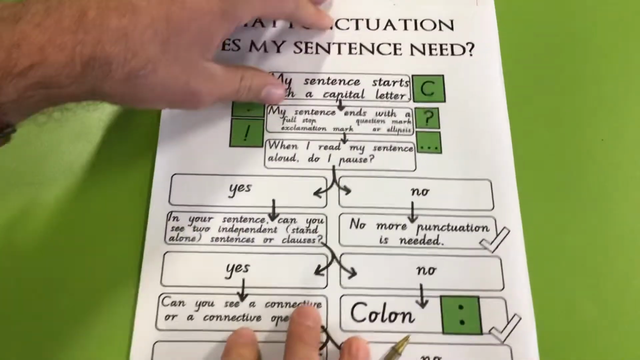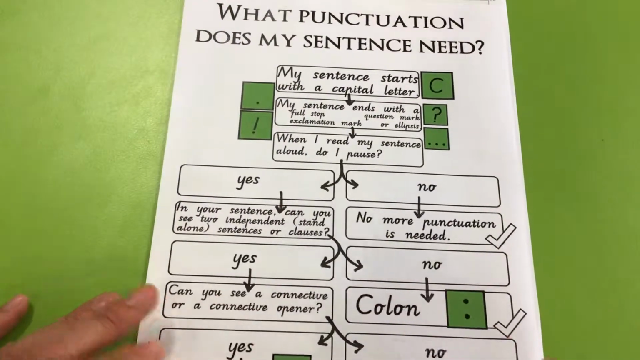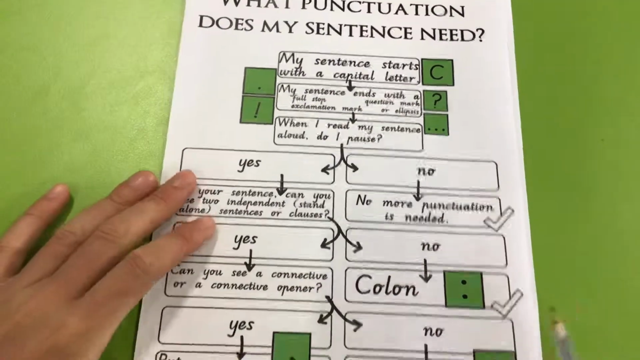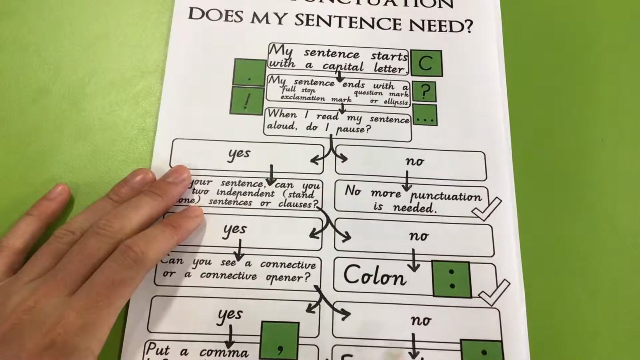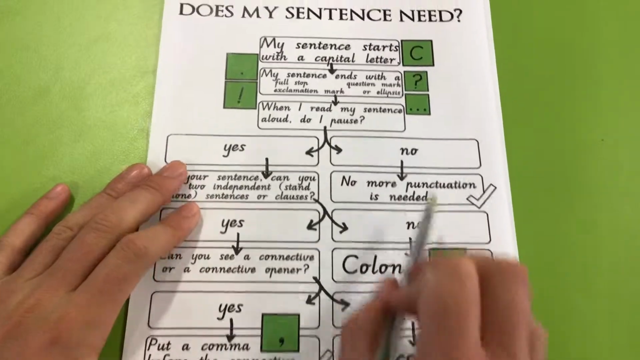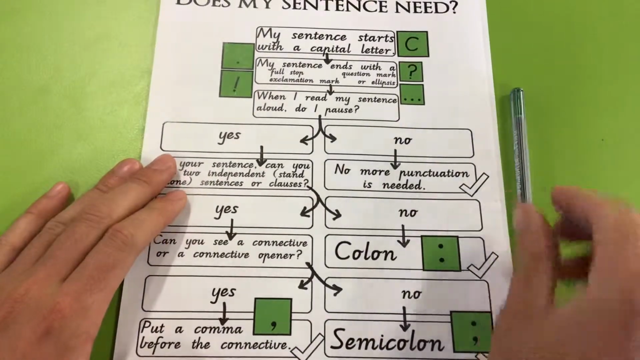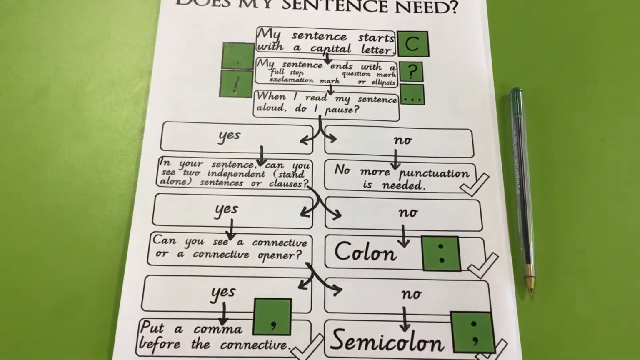That's how this poster, this flowchart, is used within writing. Have a go at trying to use every single one of these pieces of punctuation to give your reader a variety of punctuation in their reading.